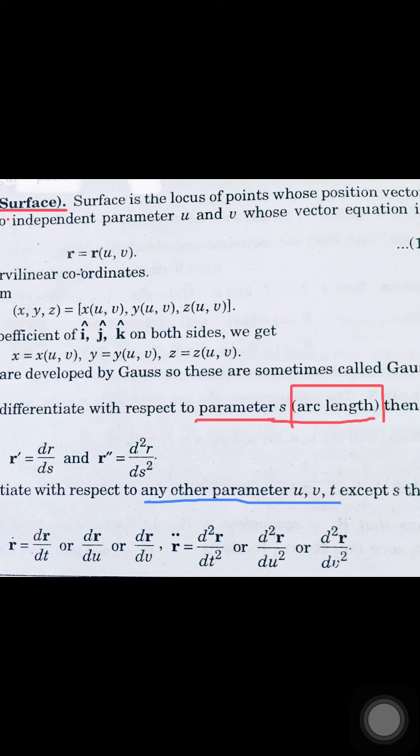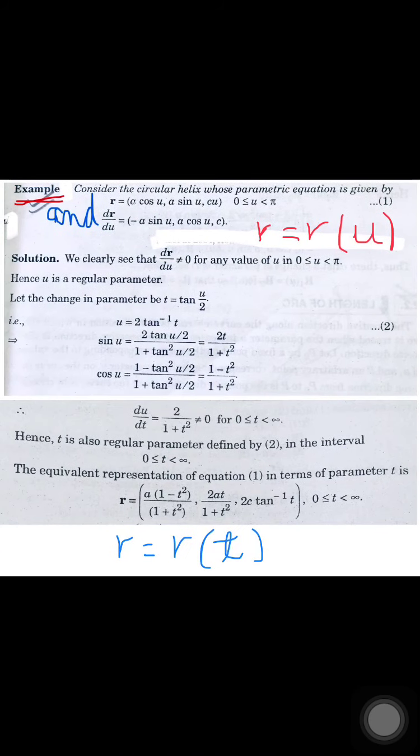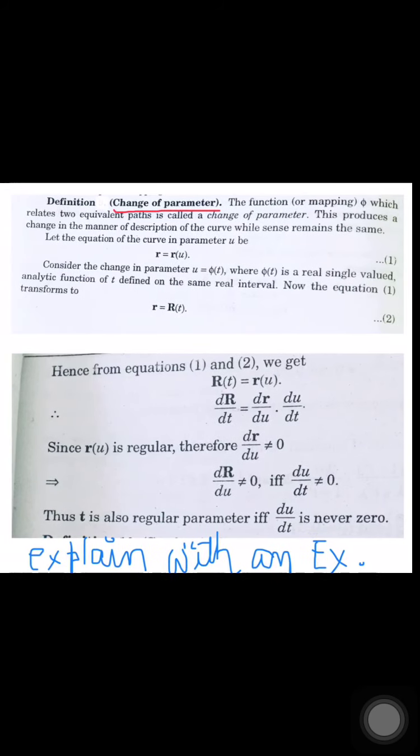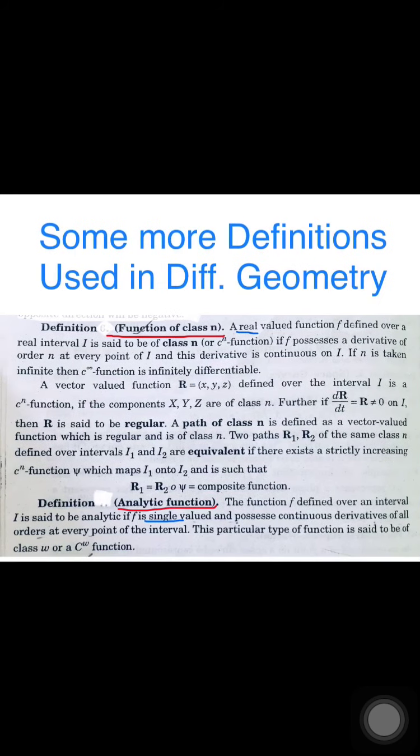So when we differentiate with respect to arc length, we use dash notation, and when we use any general parameter u, v or anything else, we use dot notation for differentiation. So this is the definition of surfaces. Today we took the definition of surfaces, some examples of how to change parameters and the procedure to change parameters, and some definitions of function of class of order n, regular function, path, and analytic function.